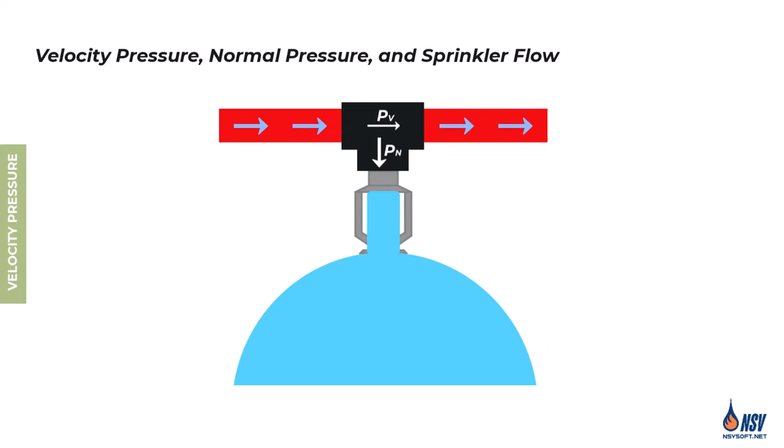When we ignore the velocity pressure in hydraulic calculations, we are effectively assigning all of the pressure to the normal pressure. As a result, the sprinkler appears to have more available pressure than it actually does, which means the calculated discharge will be higher than the true discharge. Although accounting for the velocity pressure in the hydraulic calculation can reduce the system demand, it also makes the calculation more complex. Let's review this in an example.